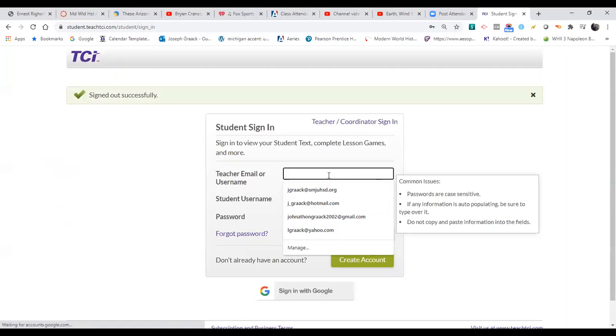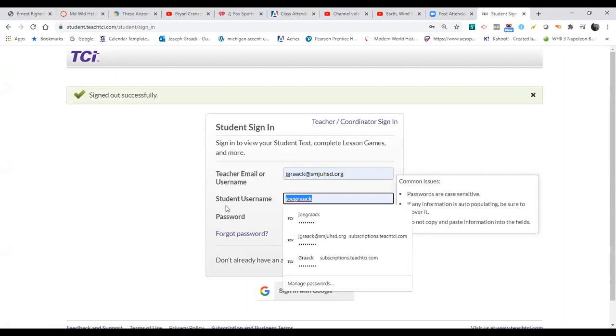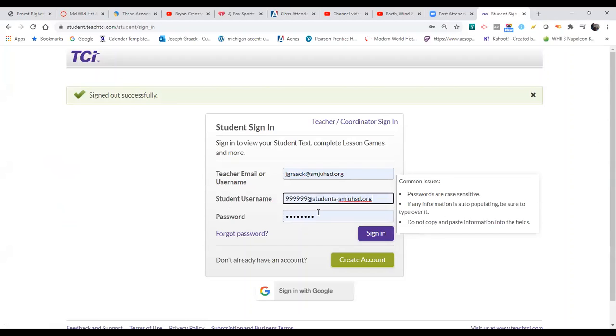All right, cool, thanks. So remember TCI, you're going to use my JGrok. Use this.